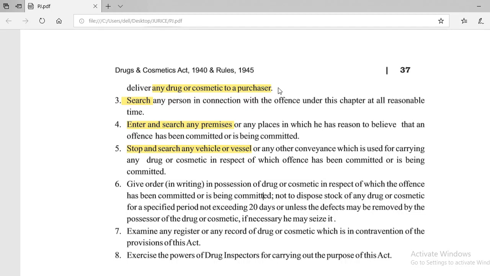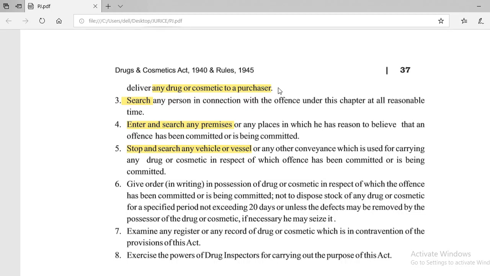Then the first one is he can inspect, the second one is he can take the samples. These are the important points, you have to make notes of it. If it is going too fast, then you have to pause the video and write it down. These are the powers of the drug inspector. First one is inspect, where we have seen what he can inspect, this is very important. Then we have seen sampling, where the drug inspector can take the samples from, right?